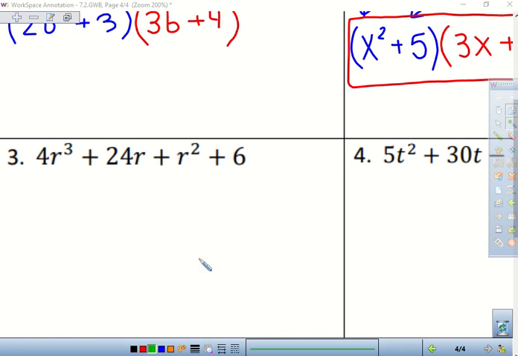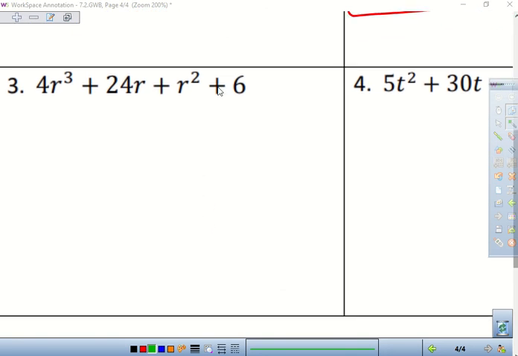So now we're going to try number 3. Once again, we're going to split it down the middle. We're going to factor on the left and then the right. What do you notice we can factor out on the left? Bigger than a 2, we can take out a 4 and then r, right? We have an r in each of them, so we can take out an r. Which is going to leave me with r, not r, but r squared plus 6.